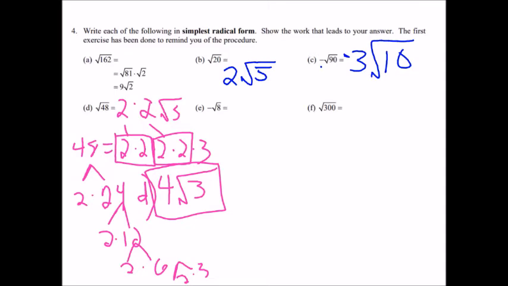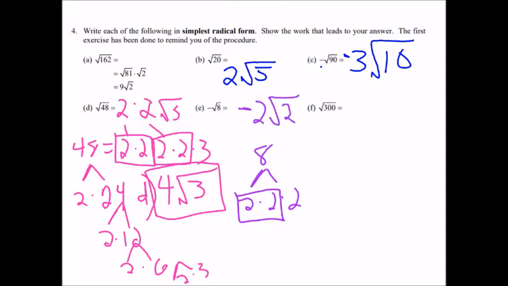All right, E, I have 8 under the radical, and we're going to have the negative answer. 8 is 2 times 2 times 2. So I have a pair of 2's here. Bring it to the outside of the radical with a 2 on the inside.